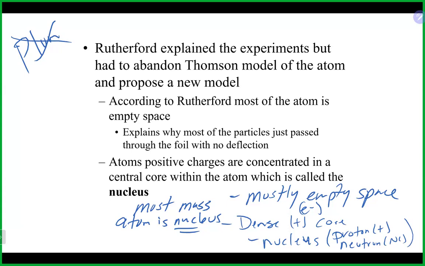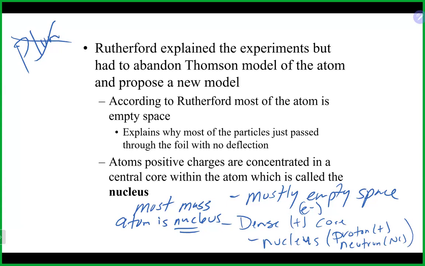You also need to know what they thought was going to happen versus what actually did happen, and how that affected the model of the atom, to where the current model of the atom is mostly empty space, with a dense positive core, which is our nucleus, that has protons, and electrons out at some distance.